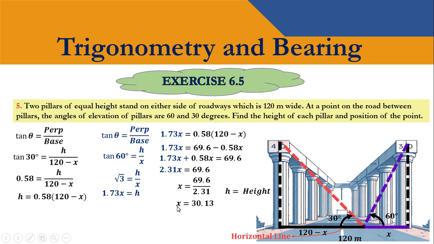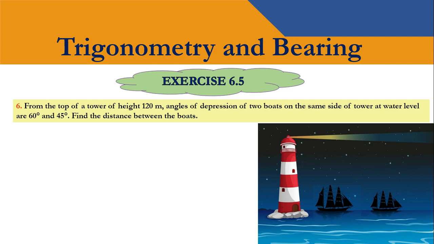Now as we know the value of x, we can put it in the first equation or in the second equation. Because the second equation is shorter, we will put the value of x in the second equation. So h is equal to 1.73 times x, so h is equal to 1.73 times 30.13, which is equal to 52 meters. So this is the height of both of the pillars.